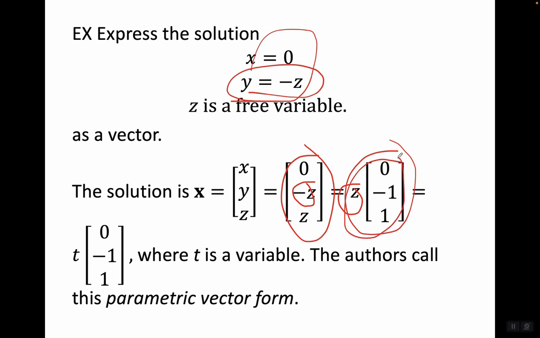For some reason, some textbook authors don't like having a z in there. Instead, they replace it with a t. So instead of z times (0, −1, 1), where z is a variable, they have t times (0, −1, 1), where t is a variable. I don't know why they do it, but they do it. And the authors call this the parametric vector form.